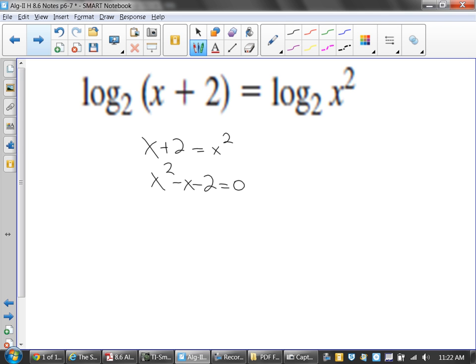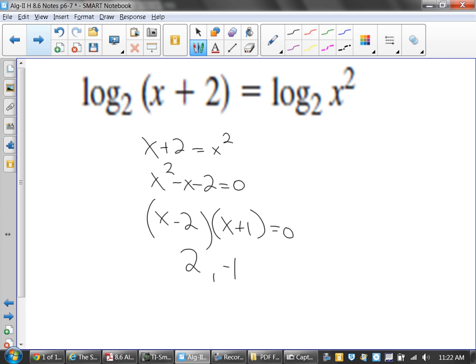A lot of you are probably looking at it and going, oh, it's going to be 2, because 2 plus 2 is 4, and 2 squared is 4. You have to factor. Your possible zeros then are 2 and negative 1, which means you have to double check them. Again, this one's pretty simple to double check with the 2, because what's 2 plus 2? What's 2 squared? 4. That one works, right? Okay. What's negative 1 plus 2? 1. What's negative 1 squared? Does that one work? No.